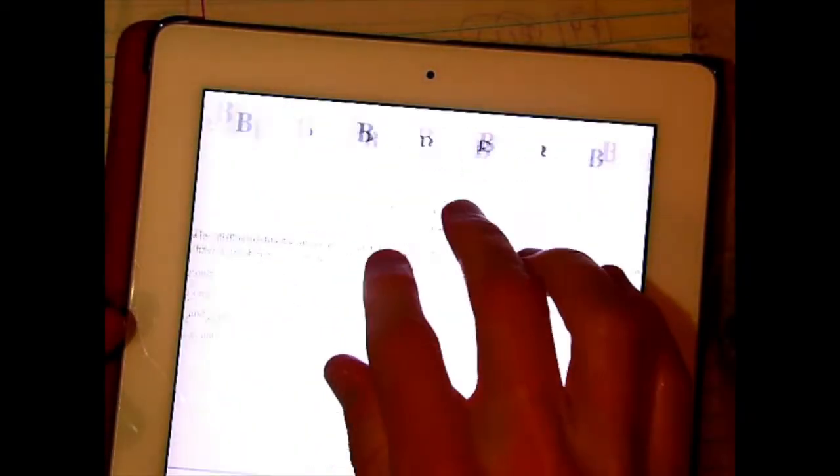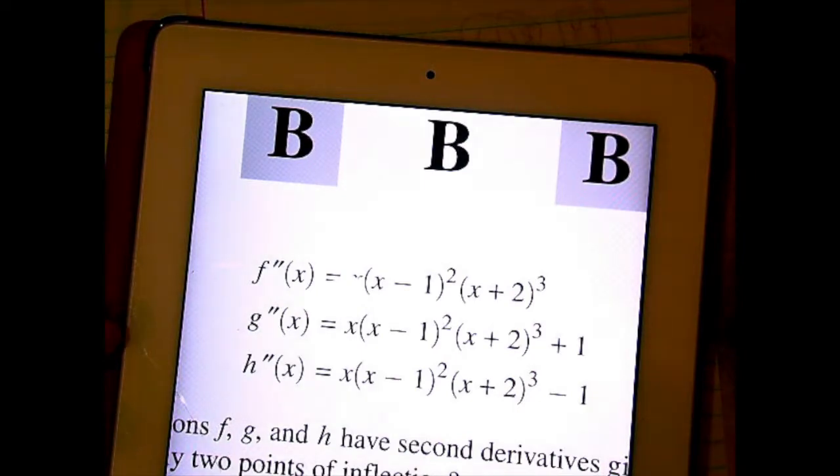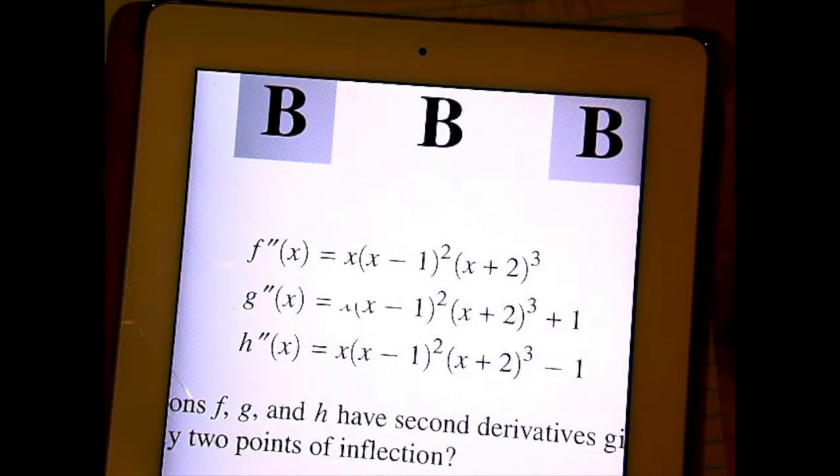Well, an inflection point is a place where the concavity changes. Okay, and one way of talking about concavity is to think about the sign of the second derivative. If the second derivative is positive, it's concave up. If the second derivative is negative, it's concave down. So a point of inflection is a place where the second derivative changes sign.